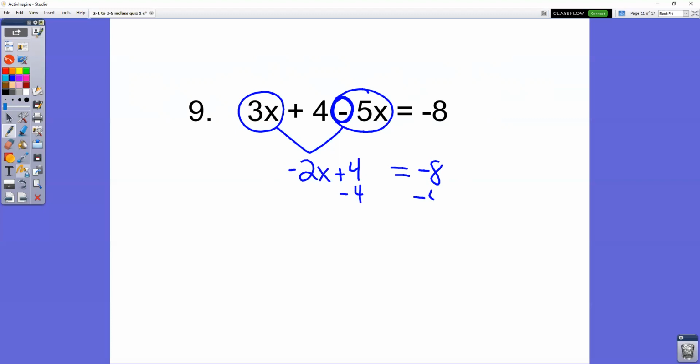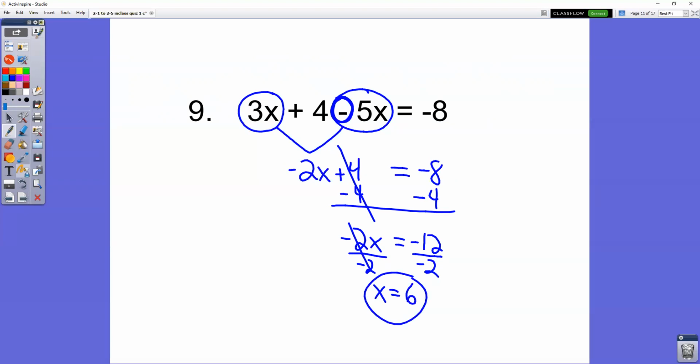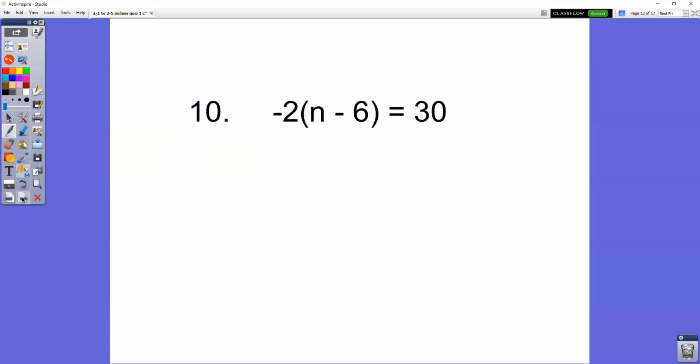Always get rid of your plus whatever or minus whatever first to get that letter all by itself. So we did minus 4 and minus 4. Bring down your negative 2x, bring down your equal sign. Negative 8 minus 4 is negative 12. Divide by negative 2, divide by negative 2. Please remember that a negative divided by a negative is a positive. So negative 12 divided by negative 2 is positive 6. Again, be very, very careful of the signs that are in front of their number. Take a look at number 10. Go ahead and do number 10, please.